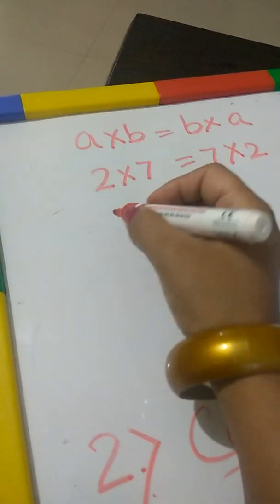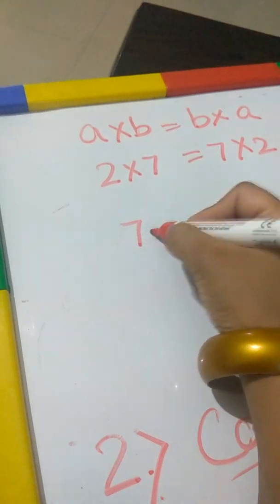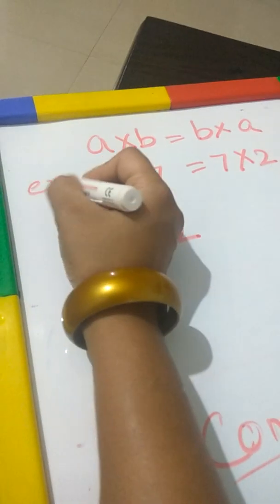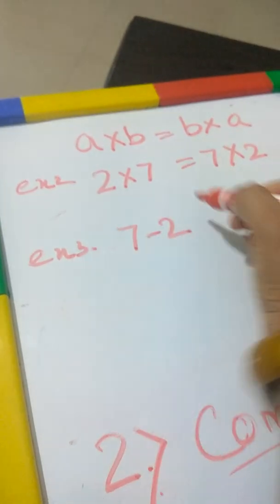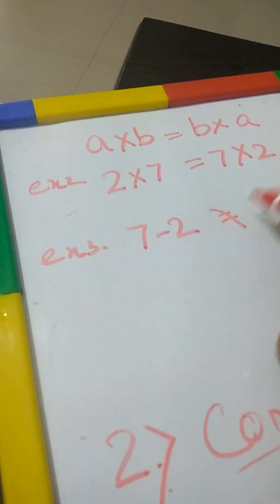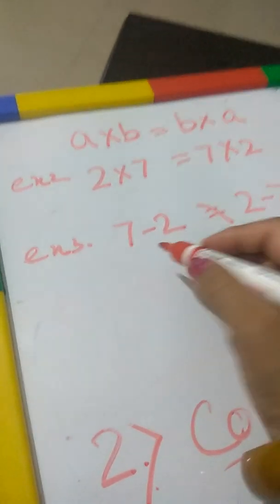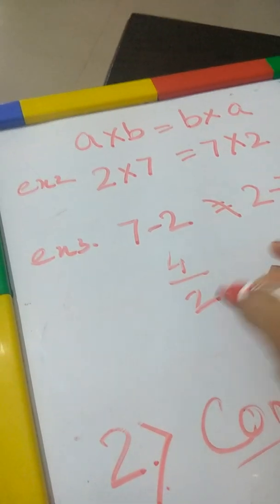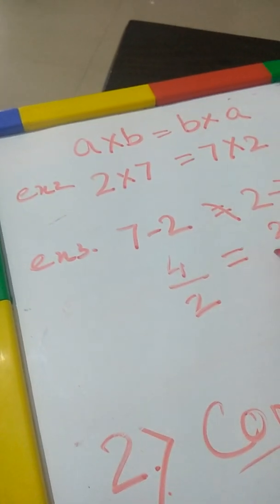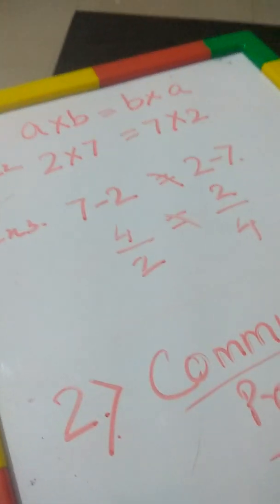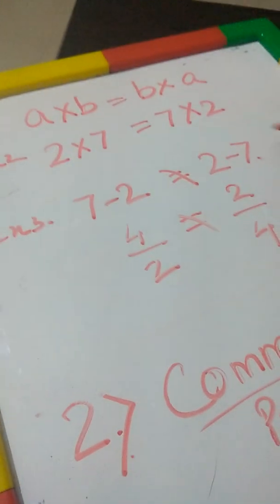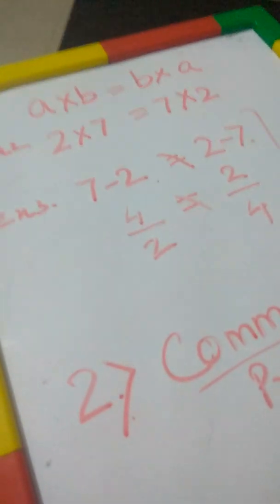But we will see that the difference, the subtraction, 7 minus 2 is not same as 2 minus 7. Similarly, 4 divided by 2 is not same as 2 divided by 4. This gives me different answers. So this is not commutative, the subtraction and the division.